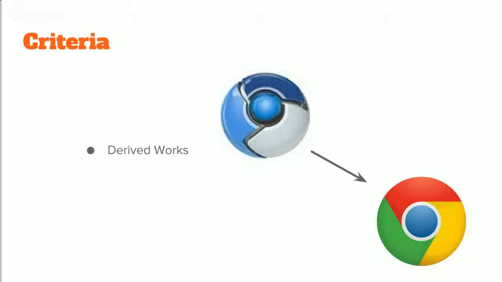The third criteria is derived works. To be considered open source, the license must allow for other works to be derived from the original software and its code. An example of a derived work is Google Chrome. It is derived from Project Chromium.